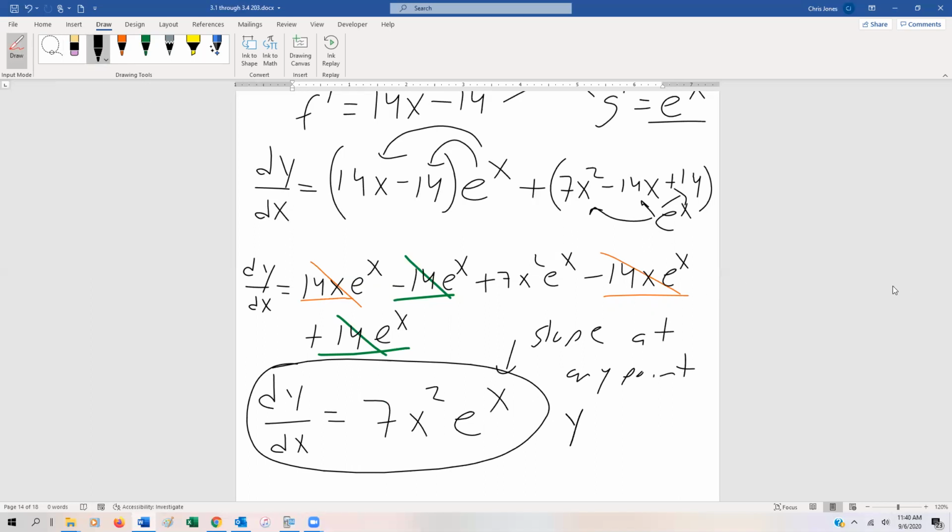Great. So hopefully this is a good introduction for you to be able to work with the product rule. In the next video, we're going to be taking a look at how to work with the quotient rule for derivatives.